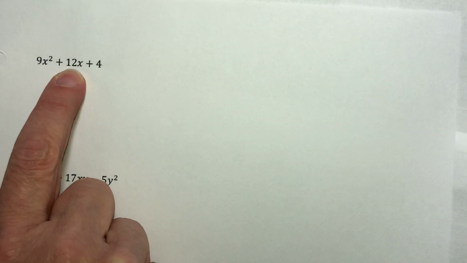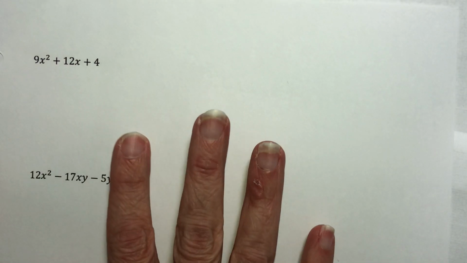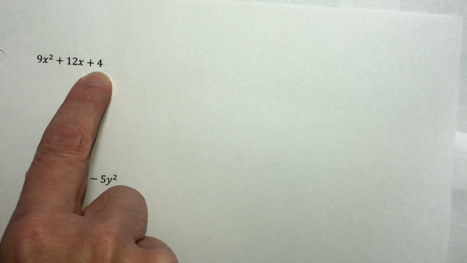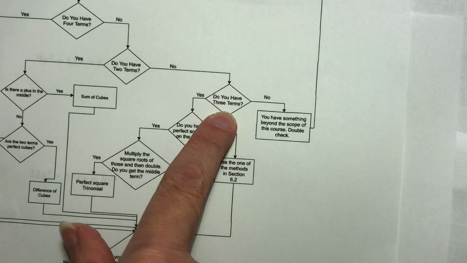Okay, so let's try to factor 9x squared plus 12x plus 4. First thing I look for is a GCF, and I don't have one. There's nothing that divides evenly into both 9 and 4, and not all of these have a variable. So no GCF. All right, so I checked for a GCF. I have 3 terms, so I'm going to get sent down here.